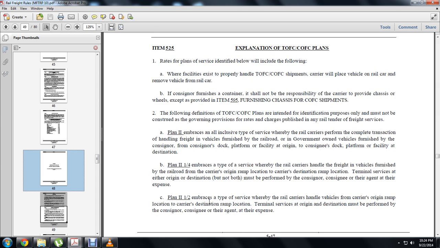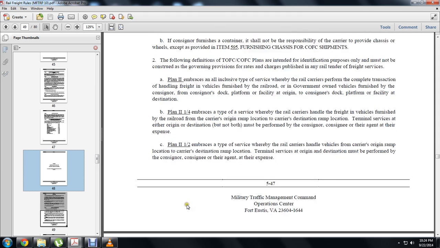Plan 2.1.4 embraces the type of service whereby the rail carriers handle the freight and vehicles furnished by the railroad from the carrier's origin ramp location to the carrier's destination ramp location. Terminal services at either origin or destination, but not both, must be performed by the consignees or their agent at their expense. Plan 2.1.5 embraces the type of service whereby the rail carrier handles vehicles from the carrier's origin ramp location to the carrier's destination ramp location.